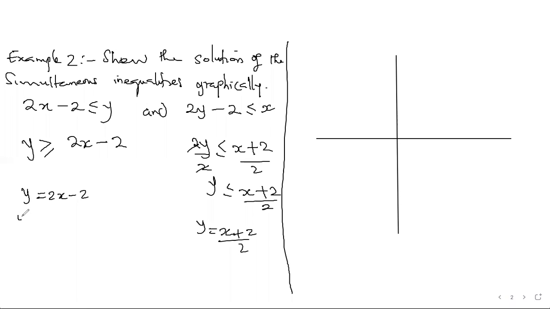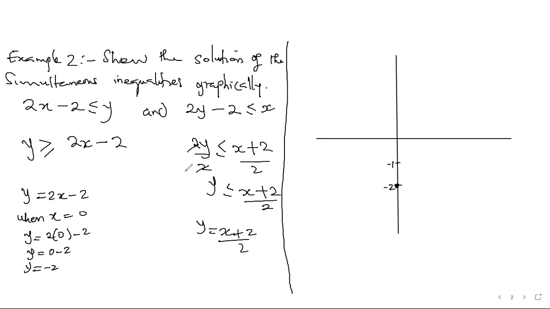So when x is 0, the best way to do it is to get the y-intercept. At the y-intercept, x is 0. So when x is 0, I can get what y will be. y will be 2 into 0 minus 2, which is 0 minus 2, so y will be minus 2. So I know this line passes through minus 2 somewhere here. If this is minus 1, and this is minus 2, then it passes through this point.